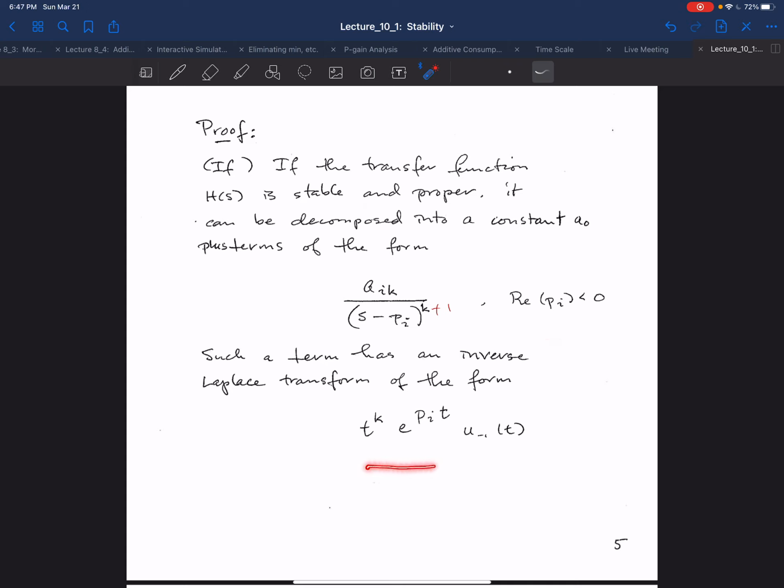In that case, when we invert the transform, we get a one-sided function like this that consists of t raised to the power k times an exponential e to the p_i t. And because the real part of p_i is negative, that means that the real exponential that results from the real part of p_i is going to be a decaying exponential.